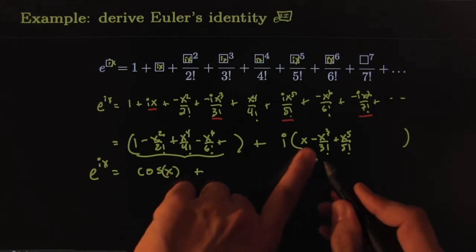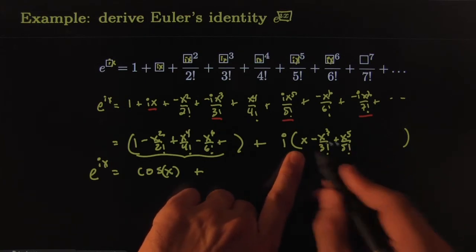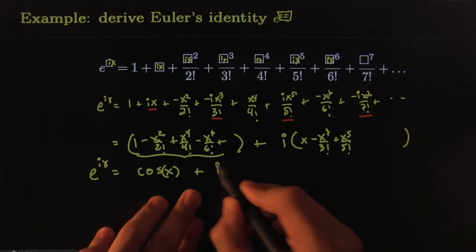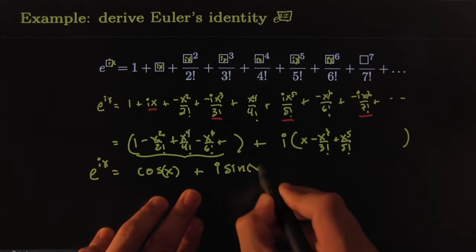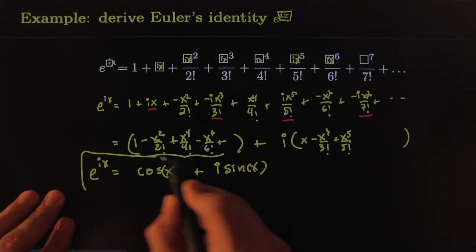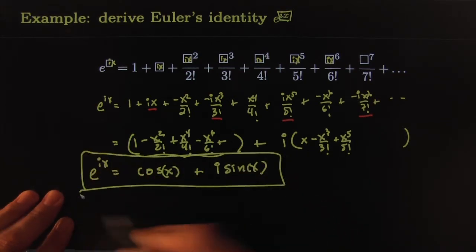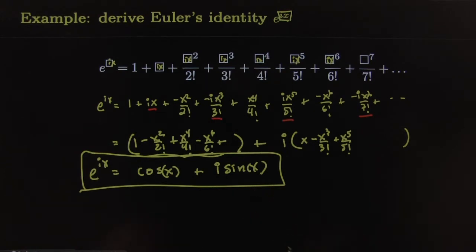It's hard to control my voice now. What happens here? This is the famous expansion for sine. So this becomes i sine of x. And this, my friends, is the most beautiful equation in our world ever created by humans. Chew on that.